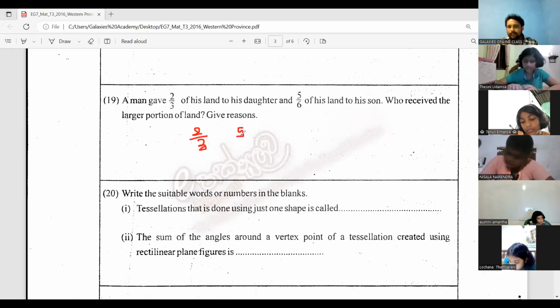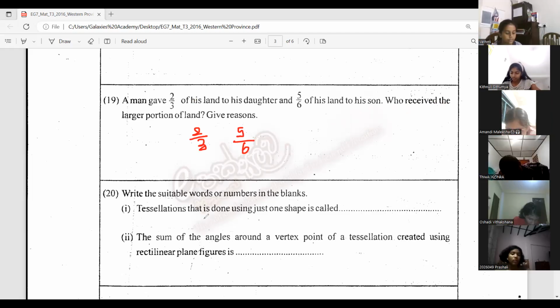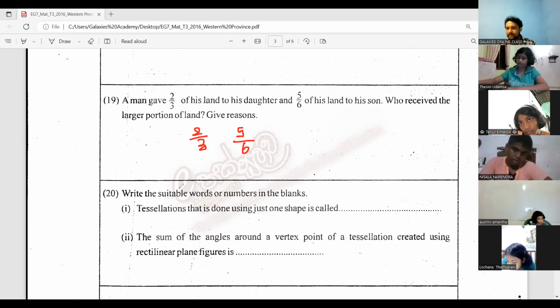2/3 and 5/6. Right. How can you compare these two? With different denominators, you can't check the larger fraction. So we have to convert into the same denominator. How can you convert into the same denominator? The first fraction you can multiply by 2. Write an equivalent fraction for the first fraction. Right? Look at the answer.